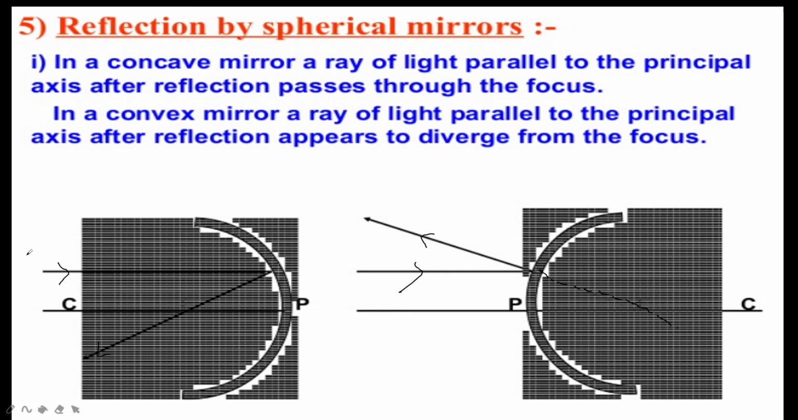Okay, so what is the first rule? Parallel to the principal axis, converge at focus. A ray of light, if it is parallel to the principal axis, will converge at focus in the case of a concave mirror. Diverge at focus, that is a convex mirror.